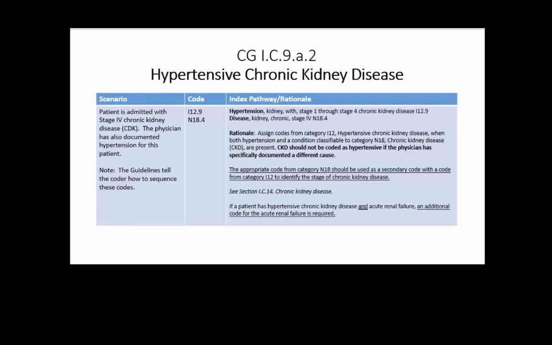The patient's admitted with stage 4 chronic kidney disease, which you will also be coding. Hypertension, kidney, with stage 1 through stage 4 chronic kidney disease is the principal diagnosis, I12.9, and we also code which stage of the chronic kidney disease. This is telling us in our coding guideline the appropriate code from category N18 is our secondary code. That's used with a code from category I12 to identify the stage. If a patient had these things as well as acute kidney failure, you would code the acute kidney failure.